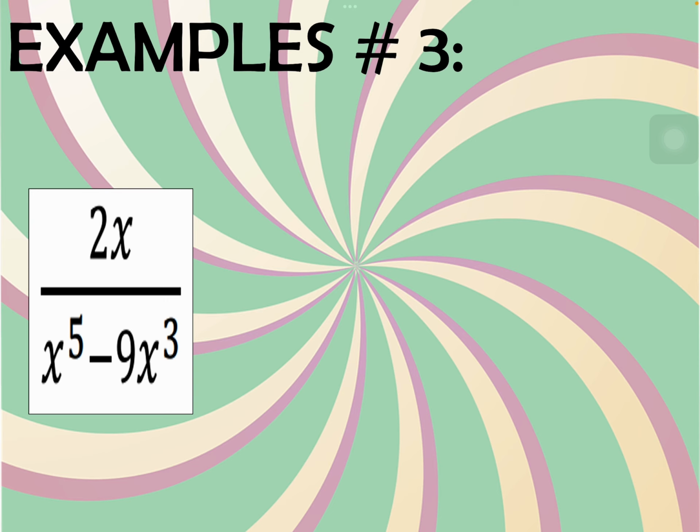Again, we're just going to factor. Okay? So, dahil ito ay x to the fifth at saka x cube, alam natin na magko-common monomial factoring lang tayo. Okay?